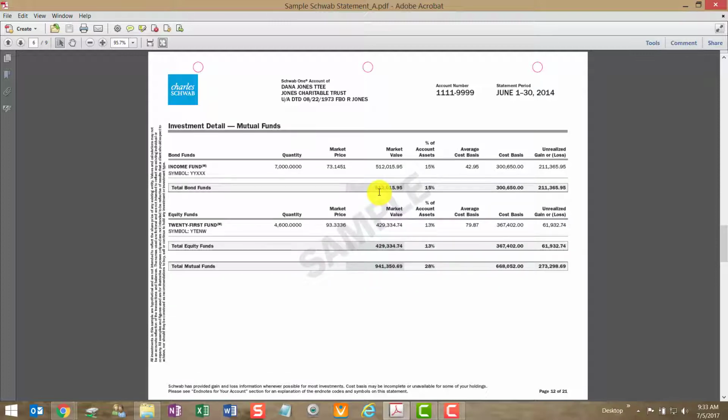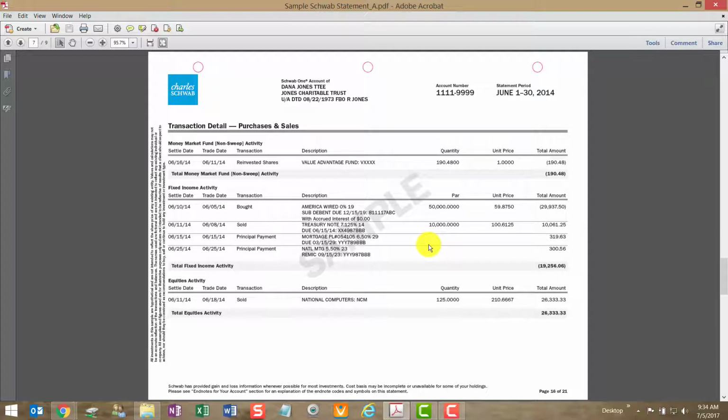If you go here, you'll go to a mutual fund page, where again you'll have the name of the fund. Here we have an income fund, the symbol, the ticker. Quantity, 7,000. Market price, and that's the market value. Percentage of account assets. Average cost basis is a little bit different because it's mutual funds. But again, at the end of the day, you can say, hey, my investment into this was $300,650. It's worth $512,000. I have a $211,000 gain. And then you'll see it's broken down between bond funds and equity funds, with similar information here as well.